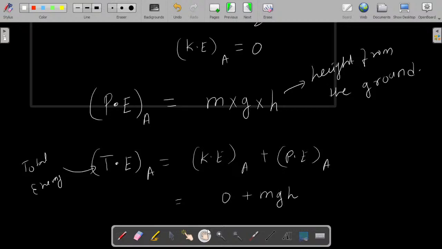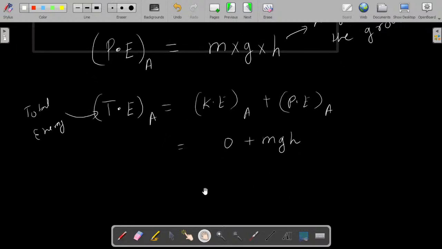So what is the total energy at point A? It's mgh. So everywhere it will be mgh only. Wherever you go, A, B, C, everywhere it is mgh only. We will prove this. Point A will be over. Note down this thing.